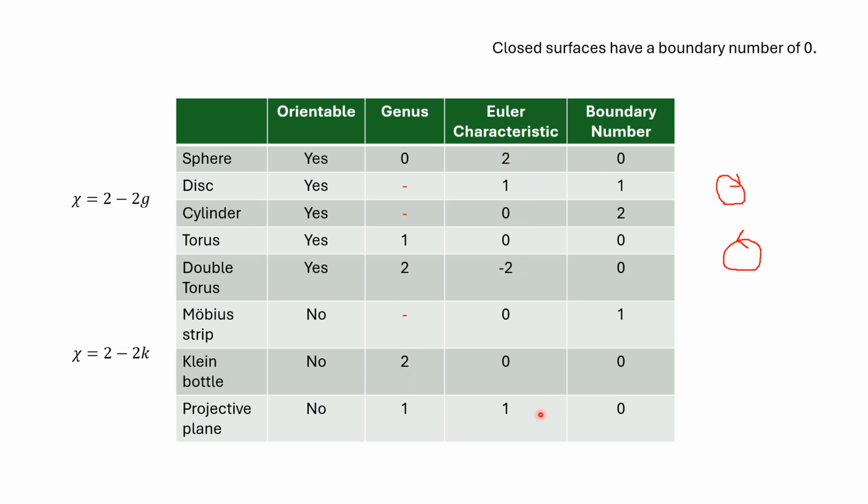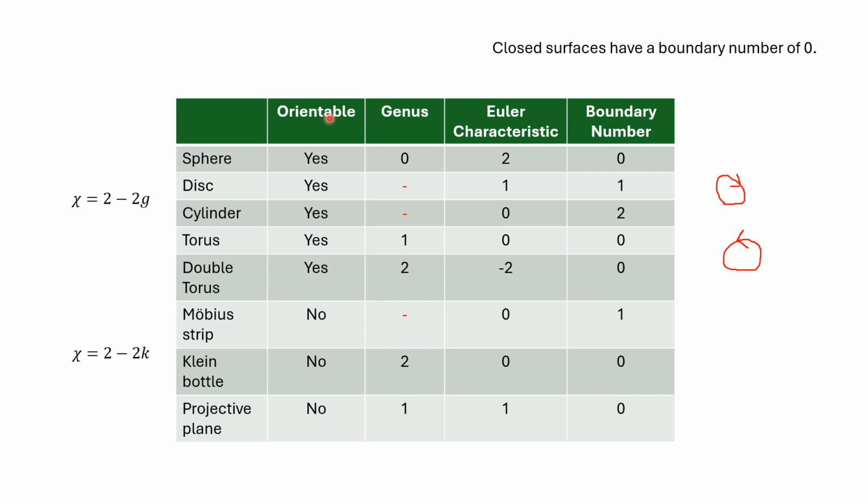The Euler characteristic, we've computed these before. I won't torture you with that. We've already done those. And then the boundary number: the sphere, of course, has no boundary. Disk has 1. Cylinder has 2, 1 on the top and the bottom. The closed figures like the torus and the double torus don't have any boundaries. The Mobius strip has a single boundary, and then the Klein bottle and projective plane are also closed, so they don't have any boundary either.